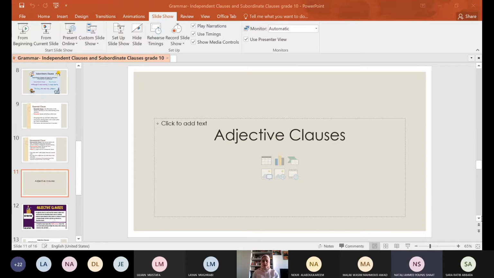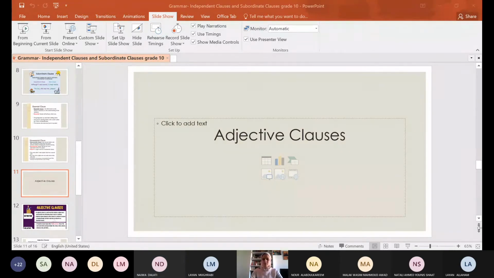Pick one to answer. Layan. Yes, Layan. Number 9. Independent. Yes, independent clause. Pick one. Najwa. Najwa, 10. It's subordinate. Excellent. Now we move to adjective clause.